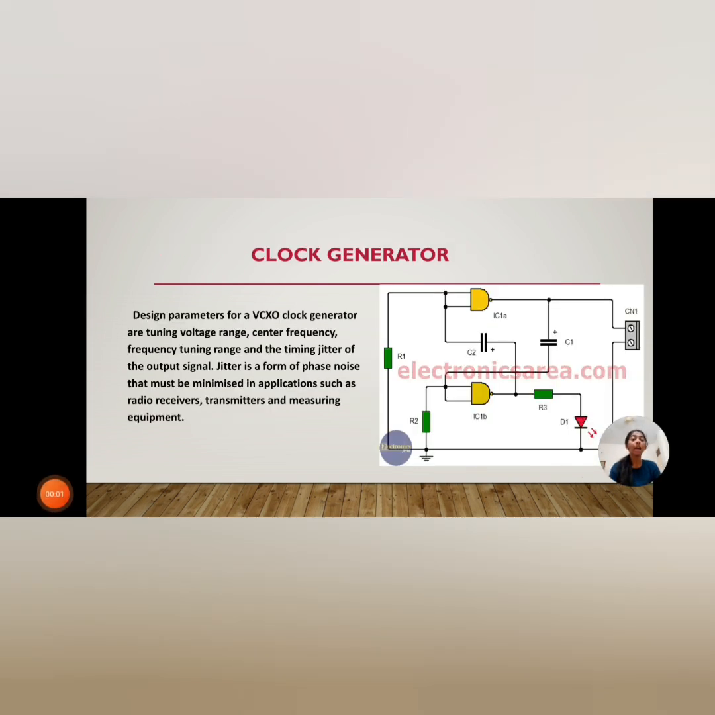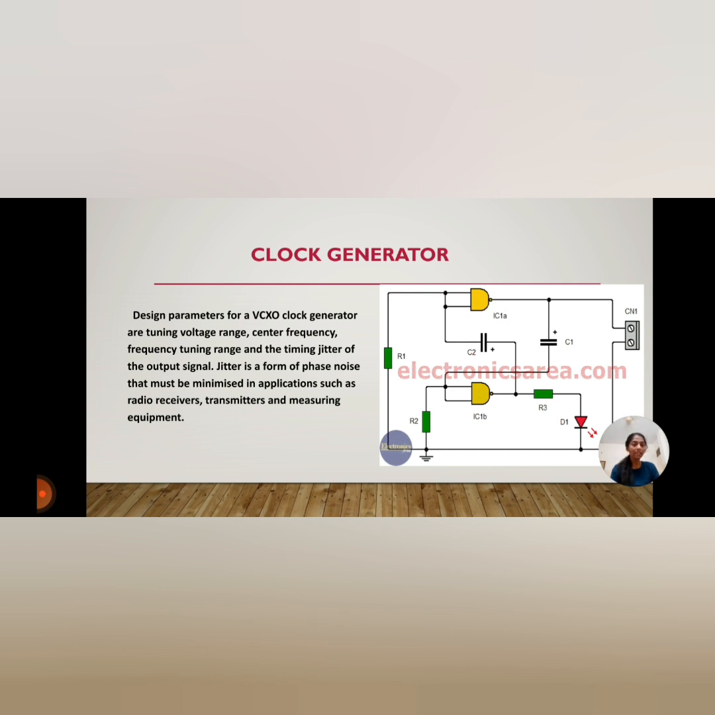Clock generator. Design parameters for the VCO clock generator are tuning voltage range, center frequency and the frequency tuning range, and the timing jitter of the output signal. Jitter is a form of phase noise that must be minimized in applications such as radio receivers, transmitters, and measuring equipment. You can see the diagram of the clock generator.